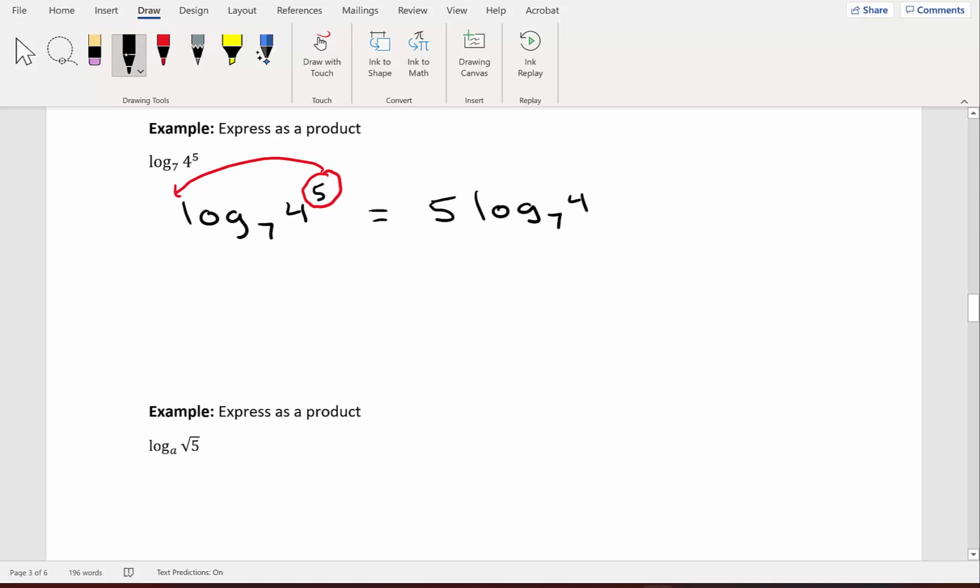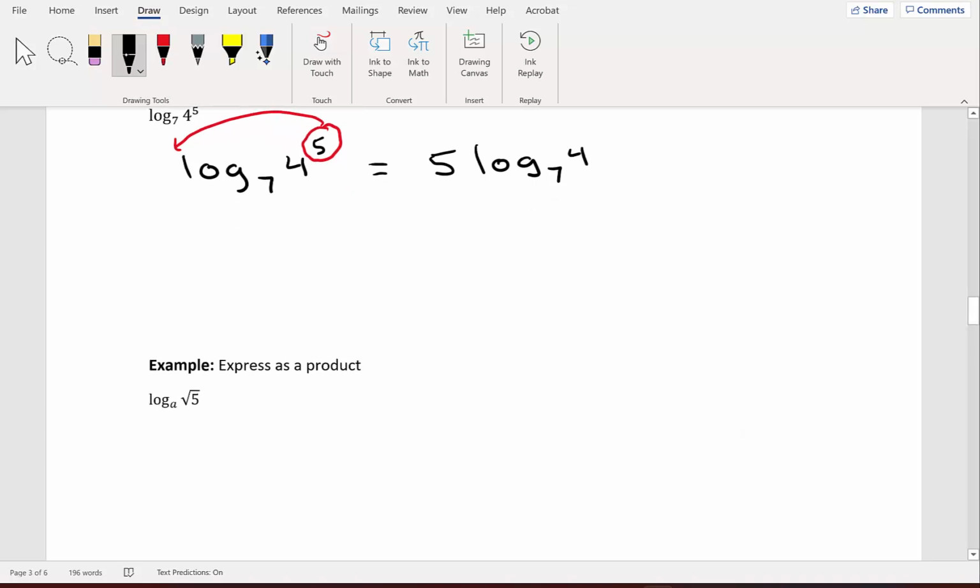Next one, expressed as a product, we have log base a of the square root of 5. Now square root of 5, okay, we don't necessarily see an exponent here. But what I can do is actually rewrite this as log base a of 5 raised to the 1/2 power. So square root is the same as raising a number to the 1/2 power.